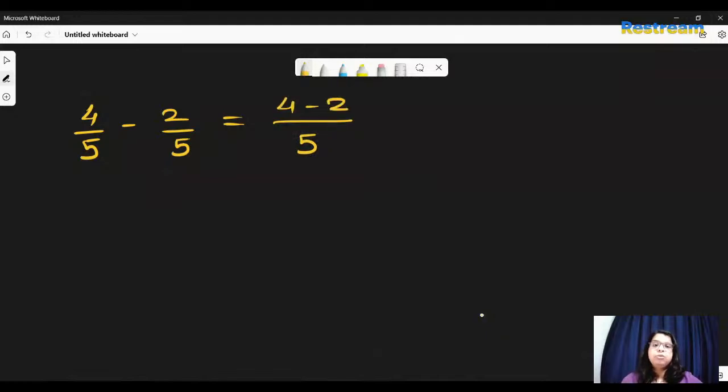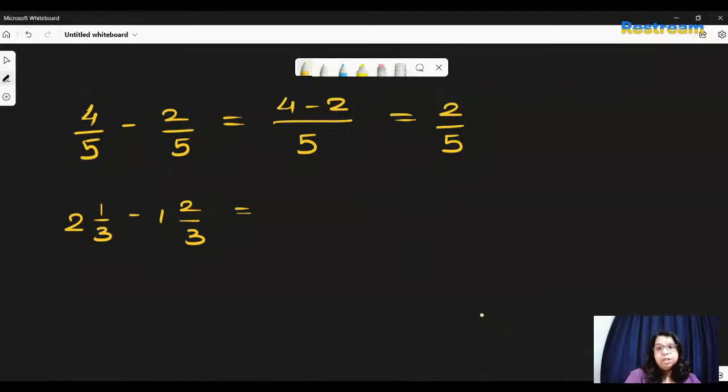It becomes 4 minus 2 equal to 2 by 5. Now let's see, we have 2 1 by 3 minus 1 2 by 3. So the best way of subtraction, even if the denominators are same, is you convert them into mixed fractions, because what we did for addition becomes slightly complicated for subtraction. So what we are going to do here is make them into improper fractions.